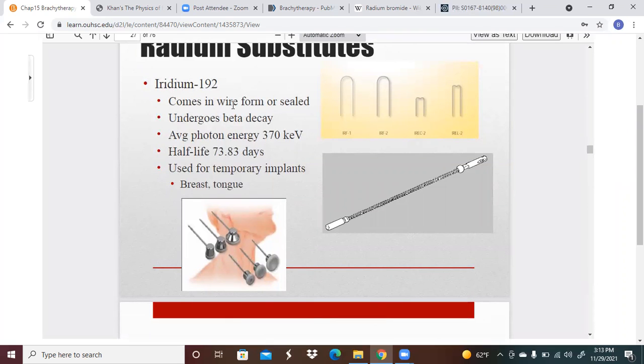You've got iridium-192. It comes in a wire form, which you can see sort of bent here. It also undergoes beta decay. Average photon energy is about 370 keV. It's got a half-life of 73.83 days, and it's used for the more temporary implants in a breast or tongue. That looks fun, doesn't it?